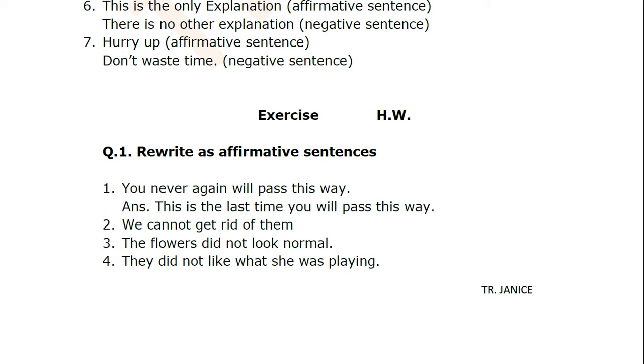So you will remove the word never, which is a negative word. When you have to make it affirmative, first try to identify the negative word. Remember, a negative sentence becomes negative because of the negative word.